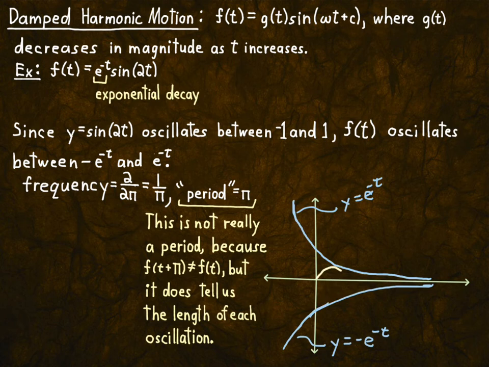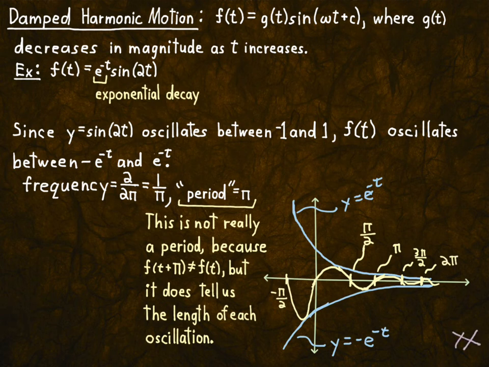It goes up, and it goes through half of an oscillation in pi over 2, a full oscillation in pi. So you see what I did? But it oscillates between these two functions, y equals e to the minus t and y equals negative e to the minus t. Right? So you can see from here to here is one oscillation. That's this number, pi. So half an oscillation is pi over 2. Right? And then the next oscillation is over another pi. And then it just gets smaller and smaller.